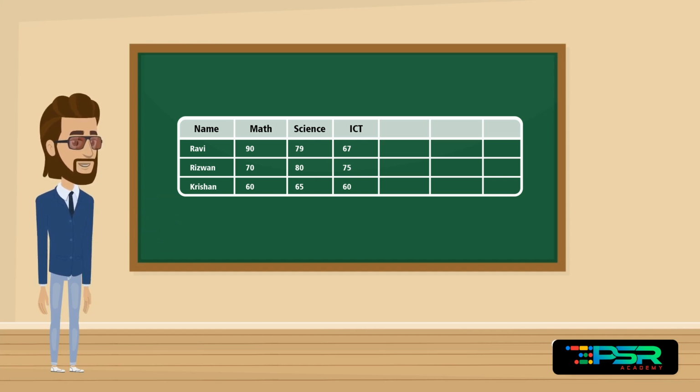But when the teacher organizes all the scores into a table with totals, averages, and ranks, the numbers become information. Now the teacher can quickly see which student performed best and which subjects need improvement. This organized data has turned into information that helps make decisions.